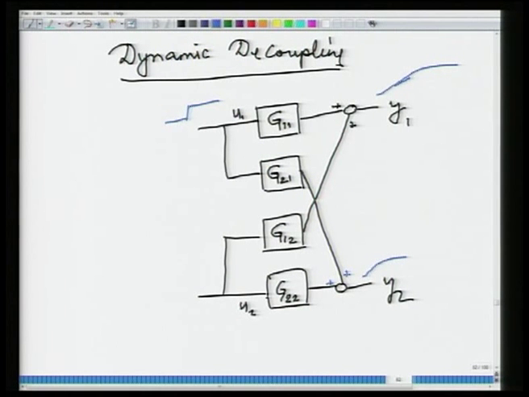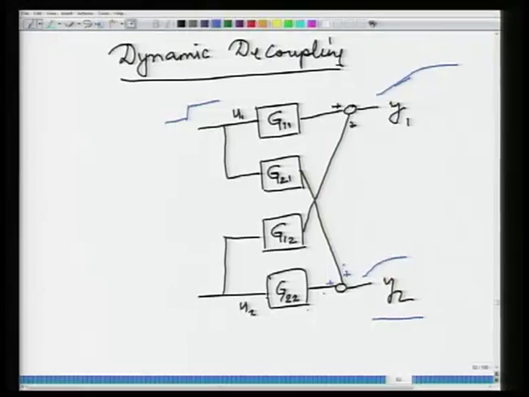How should I adjust u2 so that this signal is the negative of this signal? Then what I would get is y2 does not show any response, or very little response. Because I know I am changing u1, therefore I know y2 is going to change. Can I change u2 in such a way that the overall effects get cancelled and y2 does not show any response? That is the question I am asking, and I can ask the same question when I am making a step change to u2.